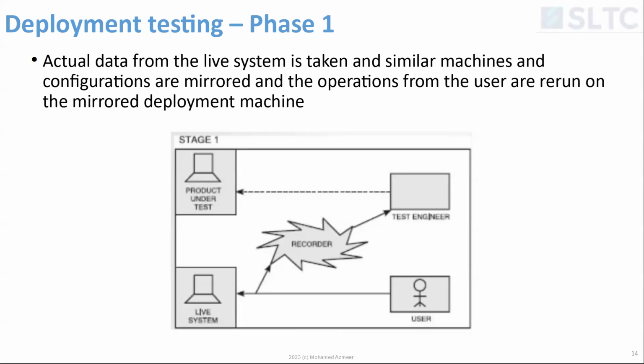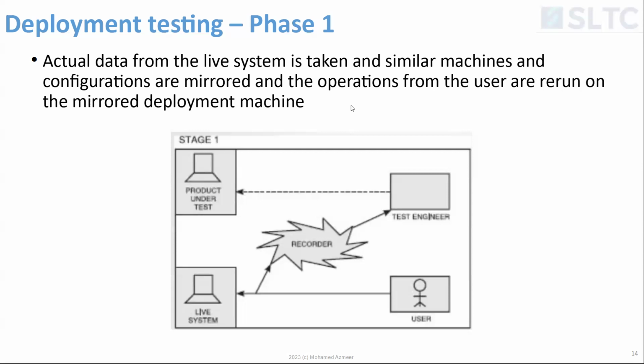So we did a lot of testing and made sure our product is working, and now we are with the customer. Under phase one, if you notice here, we have two servers: the product under test and the live system. And then we have the user and the test engineer. The test engineer is recording what the live system is doing and then putting the data into the product under test. Basically, it is simulating, isn't it?